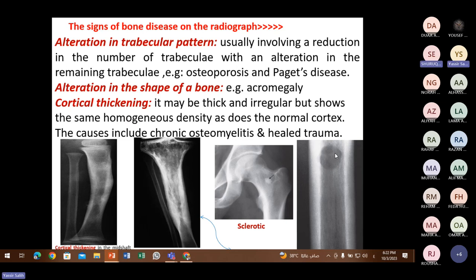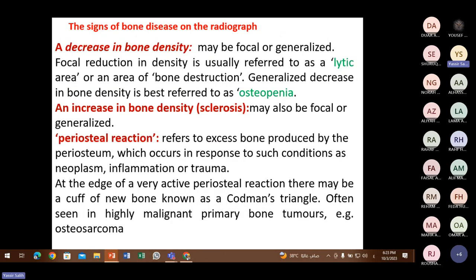According to the terms, focal lytic area: the focal reduction in bone density. So this is a lytic lesion or lytic area. And how to term the opposite lesion? Local sclerosis, if there is a focal sclerosis. But then it's talking about other abnormalities.